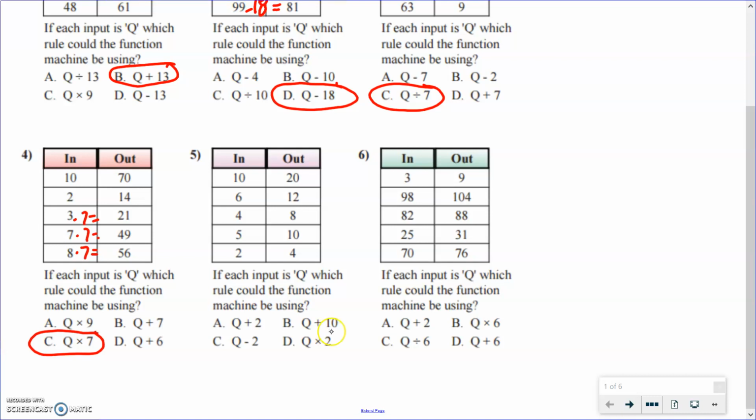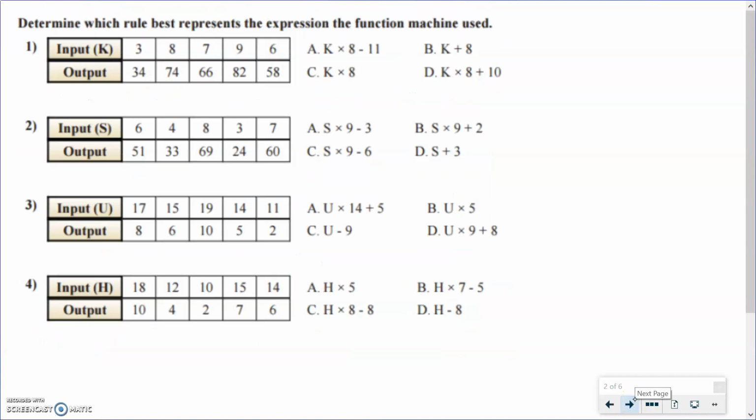Okay, hopefully you noticed all the inputs on number 5 are being multiplied by 2, and all the inputs on number 6 are having 6 added to them to get the output. Okay. All right, now we're going to look at a couple in just a different format. So these are the same type of thing, except this time they're horizontal tables. It doesn't change a thing. We're going to be, again, looking for a rule.